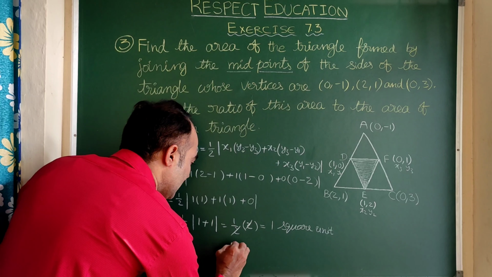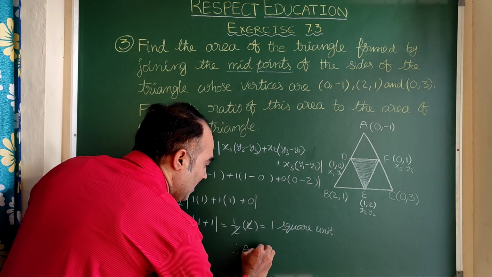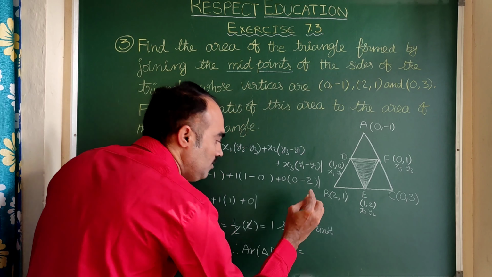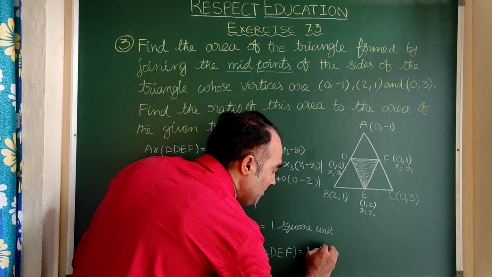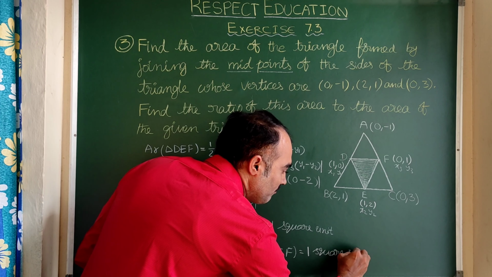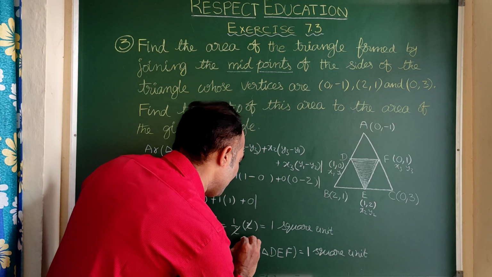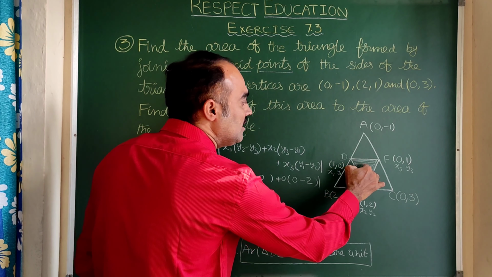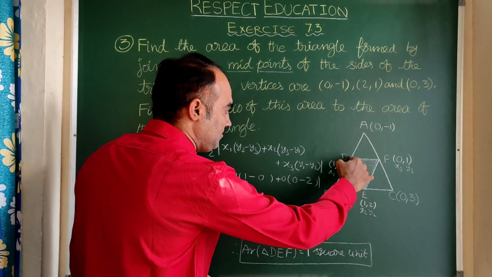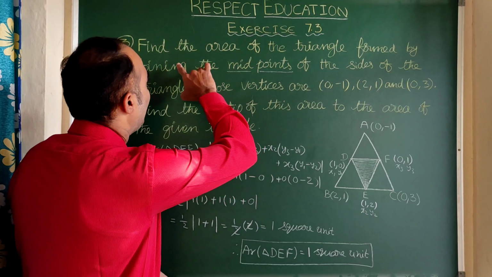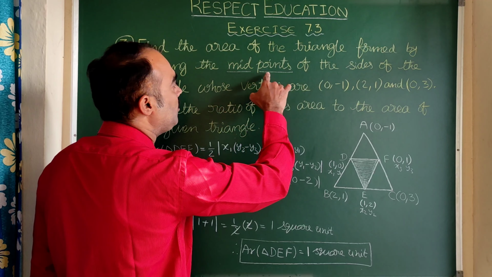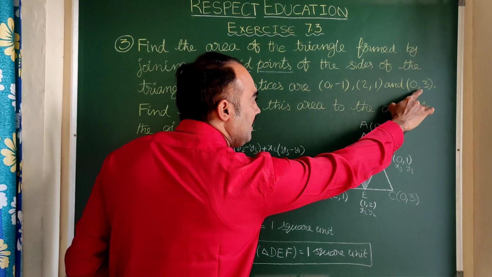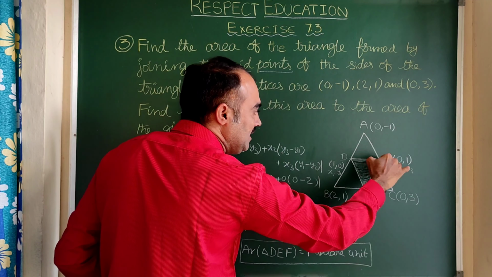So finally, therefore area of triangle DEF is equal to 1 square unit, right? This is the area of this triangle. Which one? Triangle DEF. Observe the question here. Find the area of the triangle formed by joining the midpoints of the sides of the triangle whose vertices are these three. So till here we found the area of DEF.